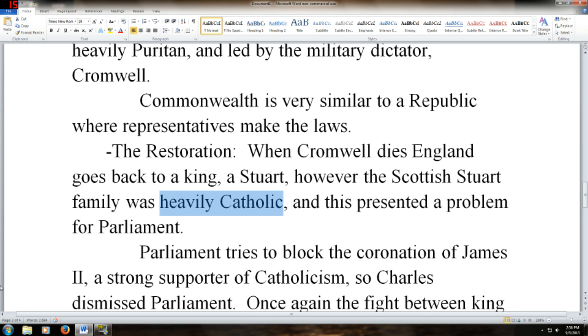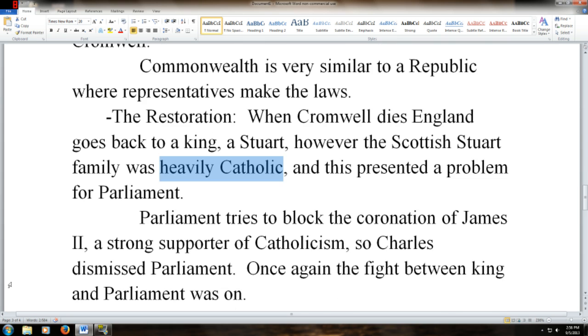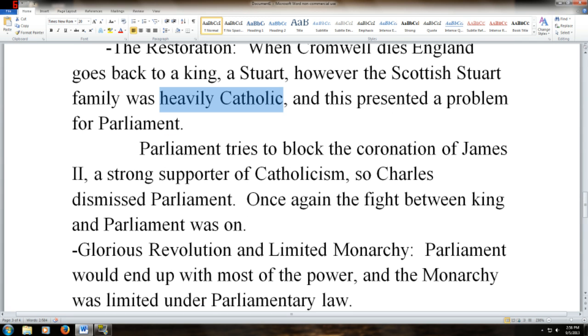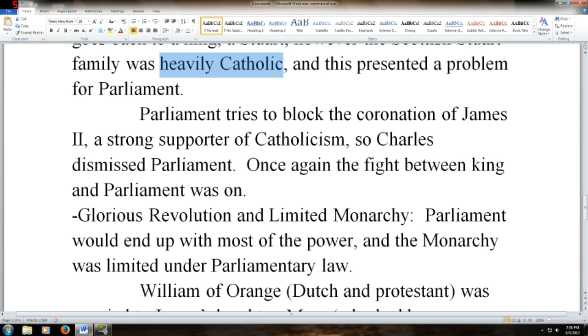So Parliament tries to block the next leader under the first Stuart king, the son of Charles II, a guy by the name of James II. And when they do this, the king gets upset and dismisses the Parliament. A fight ensues between Parliament and the king once again. Parliament wins this pretty bloodless fight, and that's called the Glorious Revolution.